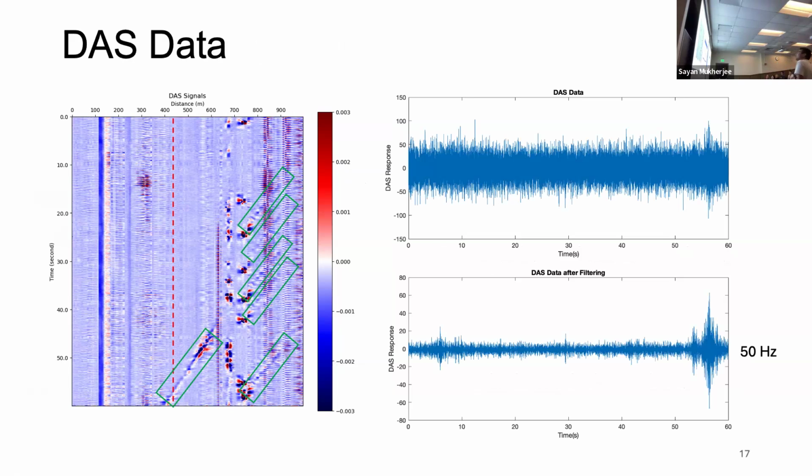The left picture shows the DAS data without any processing. The signals in the green rectangle are the car signals, and we extracted the one-channel signals, shown on the left. Honestly, we didn't find any useful or obvious information. According to our analysis, we applied a 50 Hz low-pass filter, and then we could get the car signals here.